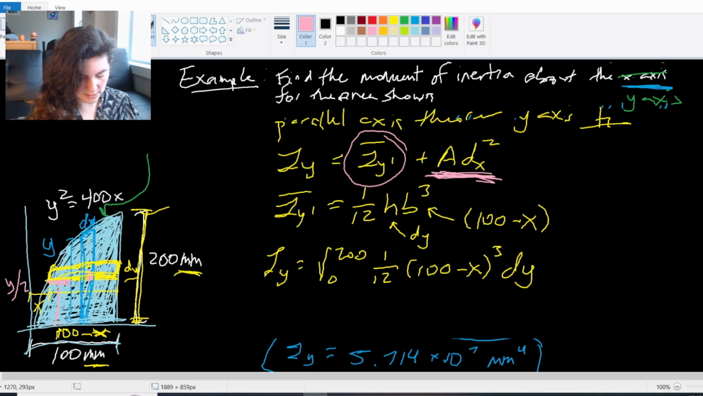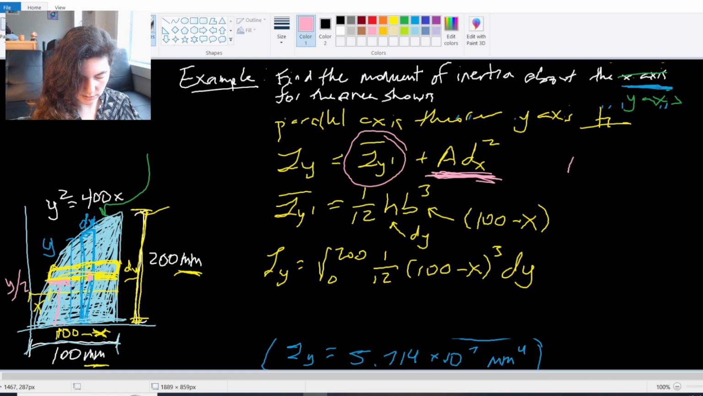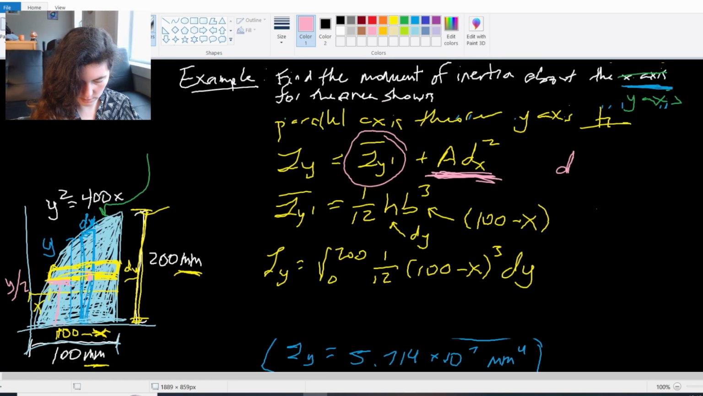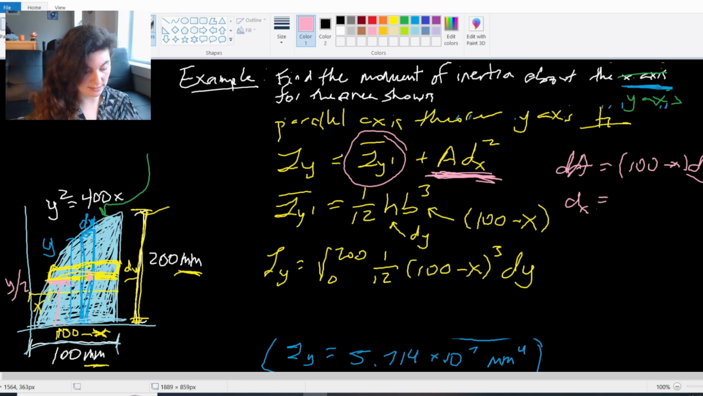But let's go ahead and look at this other term, how we would set this up. Our other term, since we're doing integrals, is dA. That's the area of that yellow rectangle, 100 minus x times dy, and the d sub x term is our centroidal x distance.